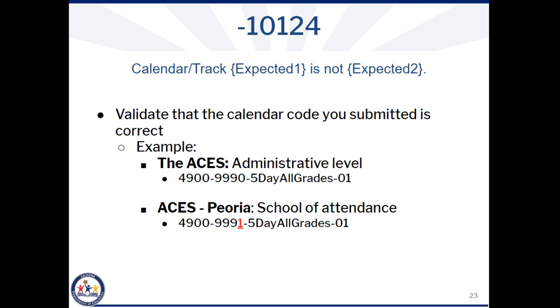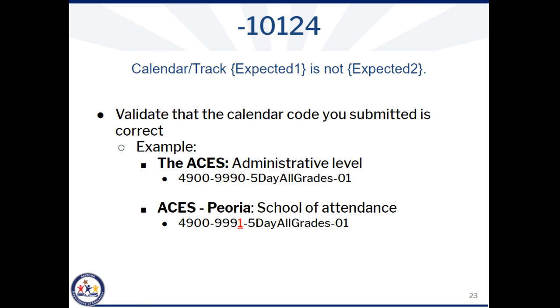The most common type of errors that we receive for this error is when you have a student that is attending a private school. In this example, the ACES. So let's say that you are sending a student to the ACES Peoria, and in the calendar code that you've set up within your student information system, the calendar code that you've submitted is for the administrative level rather than the site level.